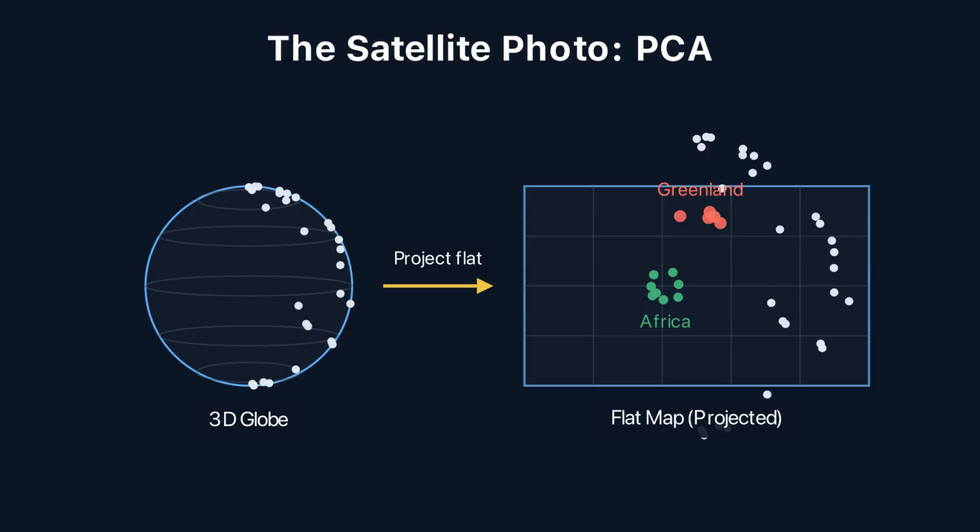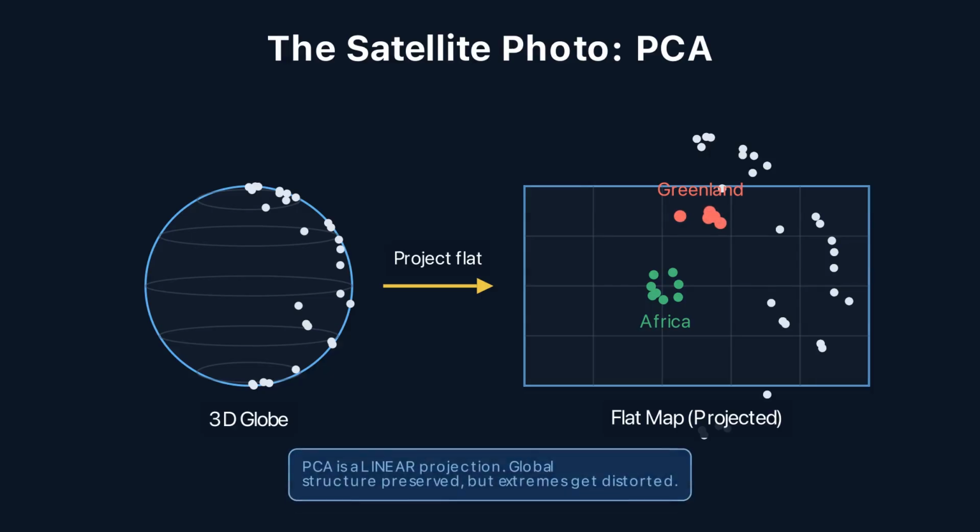Greenland appears the same size as Africa, even though Africa is 14 times larger. The linear projection preserves large-scale structure but distorts at the edges. Is this projection linear, distance preserving, globally accurate, locally distorted?